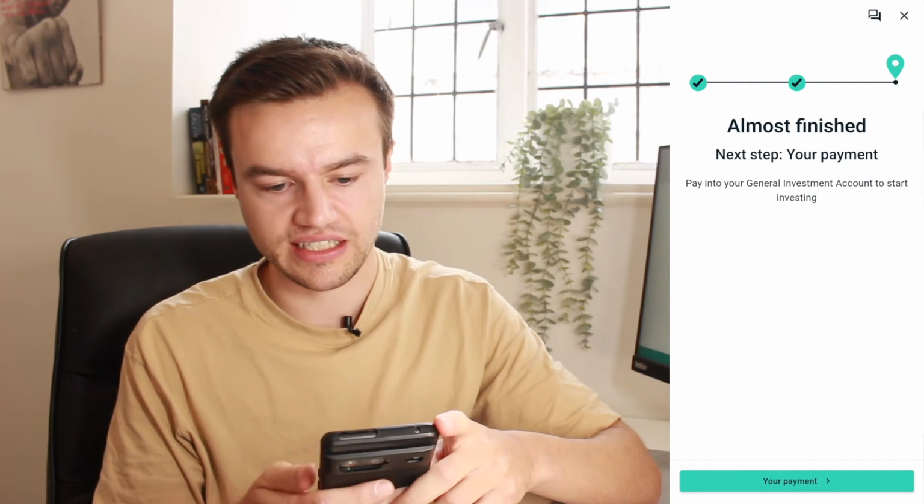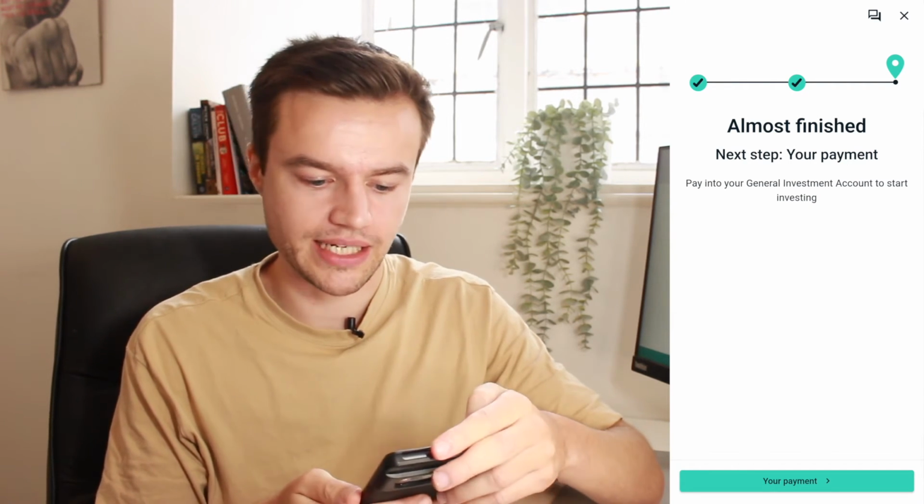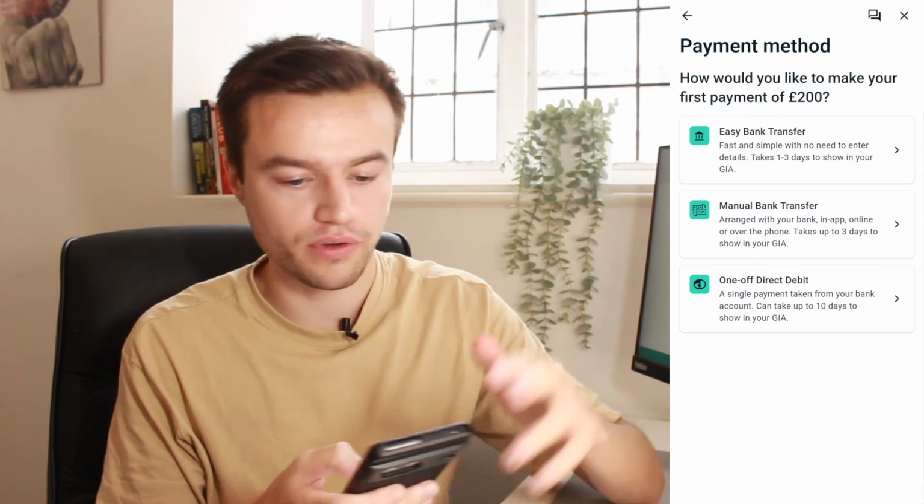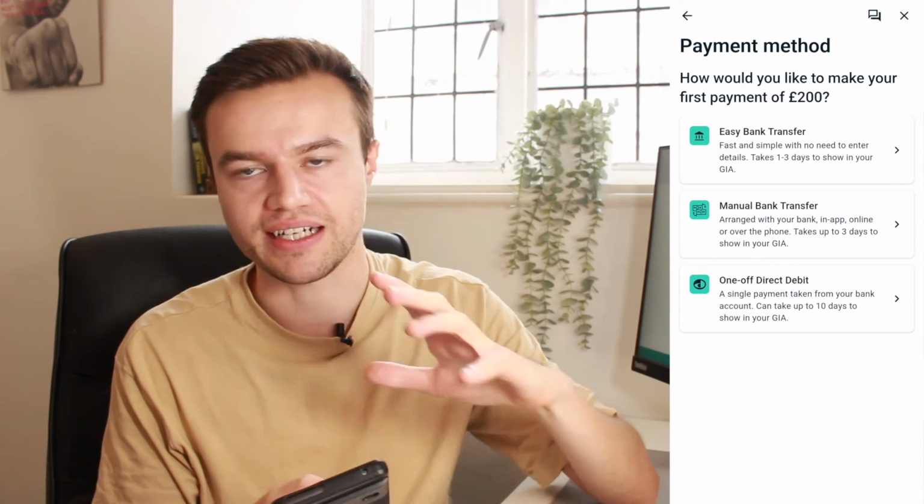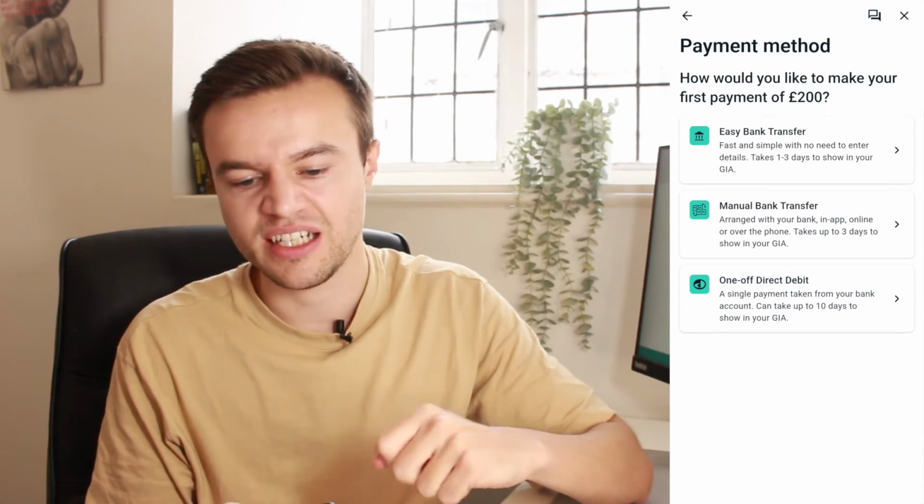So the next stage is your payment. So it'll be setting up the payment method. And after I've done all this, the plan will of course be created. So it's very simple to set up a plan. It's only taken 5 minutes or so to go through this whole process.